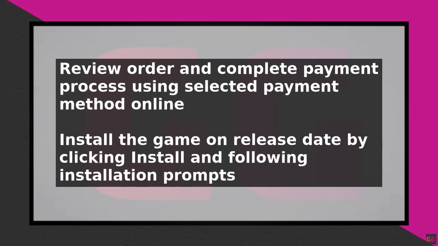Once the purchase is complete, the game will be added to the Steam library, where it can be accessed and installed when it becomes available. On the game's release date, September 12th, navigate to the library, find the game, and click the Install button. Follow the installation prompts, which include selecting the installation drive and choosing whether to create a desktop shortcut. Once the installation is complete, click the Play button to launch the game.